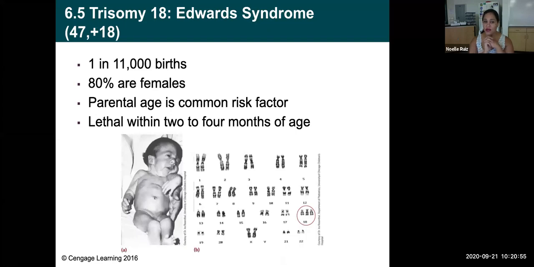Trisomy 18 is called Edward syndrome. This happens in 1 out of 11,000 births, and 80% are females. This occurs more in females than males. Again, parental age is a common risk factor. And it's lethal within 2 to 4 months of age. So the babies get born, but they don't normally last past 4 months of age.